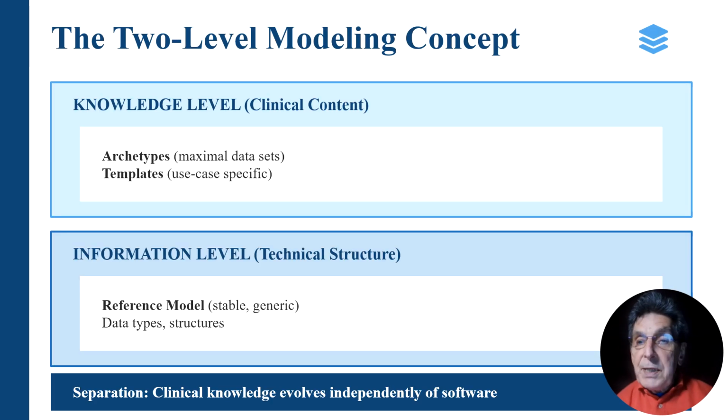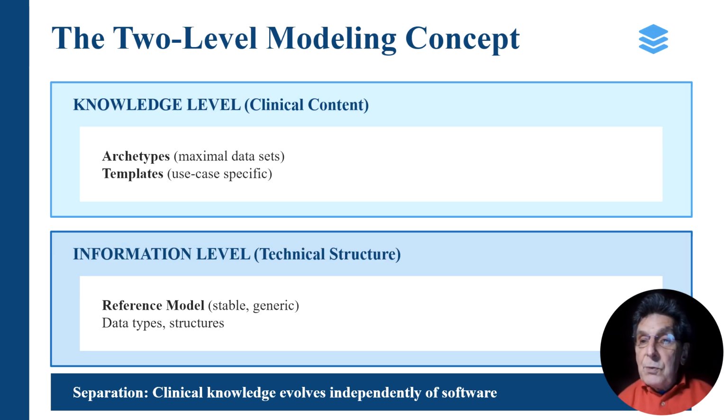The two-level modeling concept. This is the core concept that distinguishes openEHR. Let me explain it carefully because it's kind of a different way of thinking. Traditional software development mixes clinical knowledge with technical implementation. If you're building an EHR system and need to capture blood pressure, you define a database table with systolic and diastolic columns and build a user interface with input fields. You write validation logic and so on. The clinical knowledge, what blood pressure is, or what data needs to be captured, is embedded in the software.